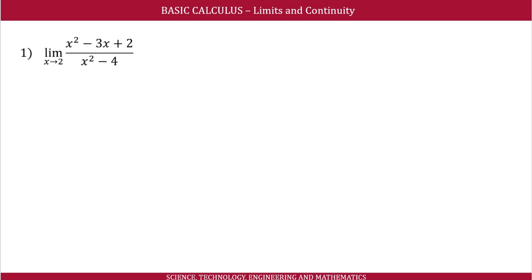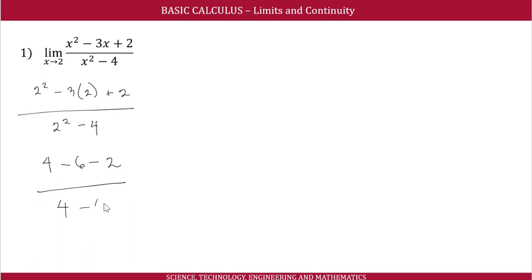When we do direct substitution, the result will be indeterminate. So let's show. That will be 2 squared minus 3 times 2 plus 2 all over 2 squared minus 4. And 2 squared is 4, minus 6, plus 2, all over 4 minus 4, which is 4 minus 6, negative 2, plus 2, 0. And 4 minus 4 is 0. So indeterminate, which means we have to do manipulation in the given function.